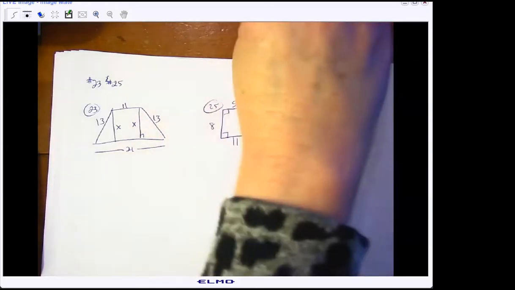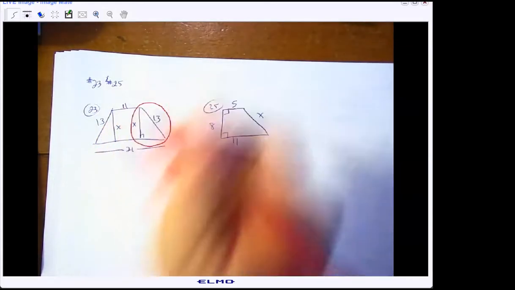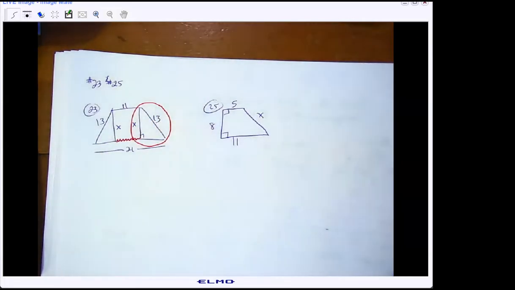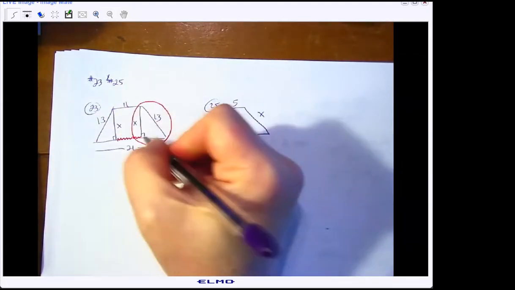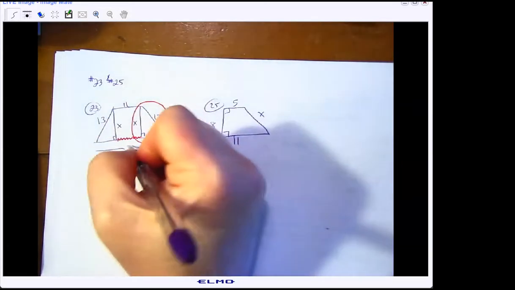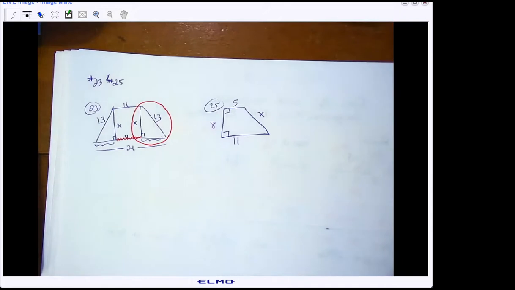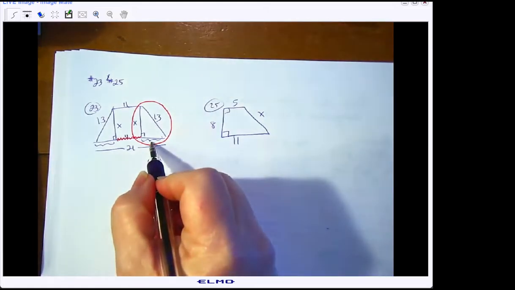So I need to isolate the triangle to solve for x. So how big is this part down here? Anybody? 11. Okay, because this is a rectangle on the inside. If the top is 11, the bottom is 11. So I need to know how big are these two over there on each side. So if we subtract 11 from 21, we get 10. But is this value 10? What do you think?